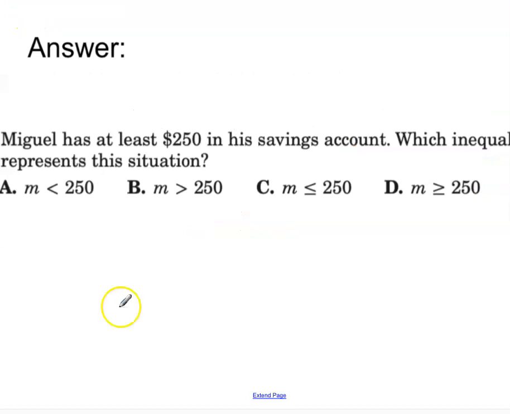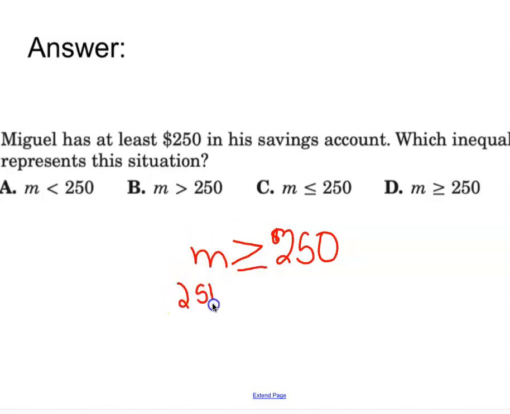Okay? Miguel has at least $250 in his bank account. We want to know the inequality. So if he has at least $250, he can have $250, but he can also have more than 250. $251 is at least 250. So we know the correct answer should be D.